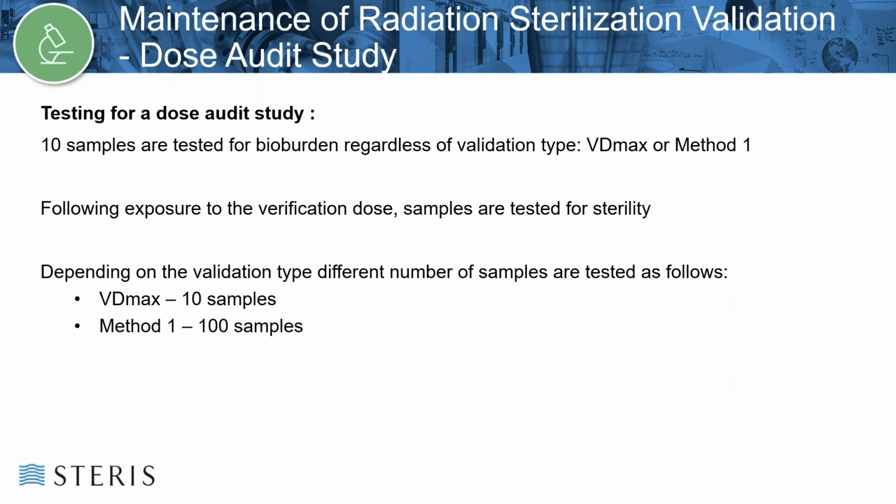So what needs to be completed in a dose audit, or what is needed to complete a dose audit study? 10 samples are tested for bioburden regardless of the validation type: VD-Max, Method 1, Method 2A, or Method 2B. Following exposure to the verification dose, additional samples are tested for sterility. Depending on the validation type, there is a different number of samples that are tested. VD-Max requires 10 samples, Method 1 requires 100, Method 2A and 2B also require 100 samples.